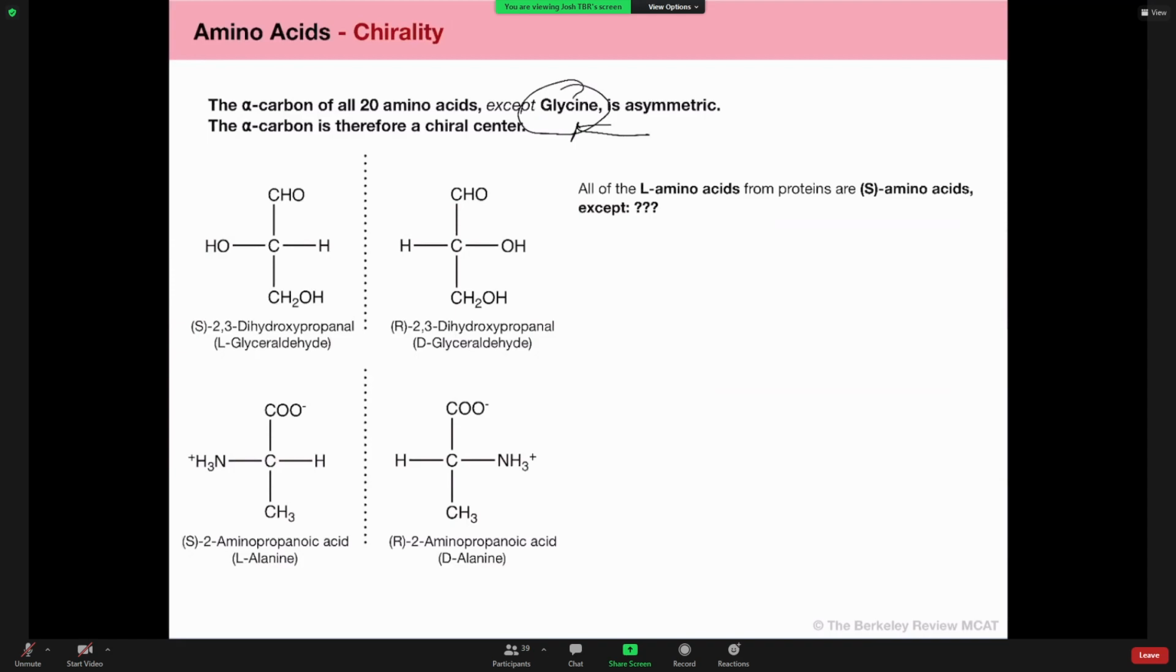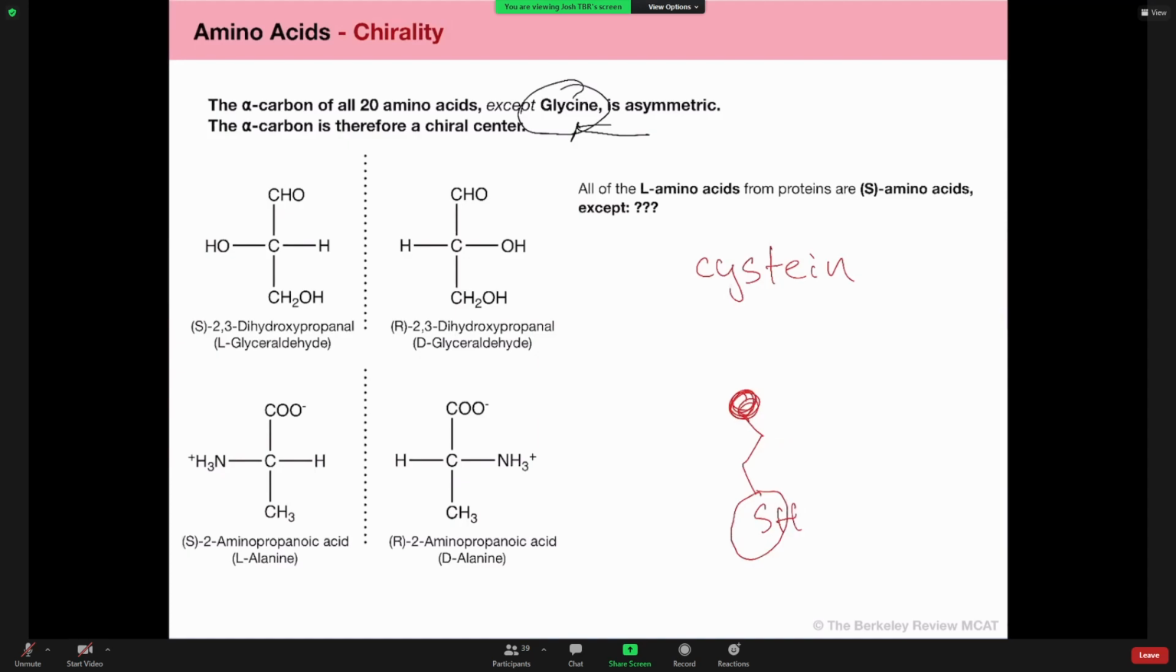But there's one other one, right? And this is just fun biochemistry bar trivia. It's actually cysteine, right? And why is that? Anybody? That's because if you were to draw cysteine out, right?